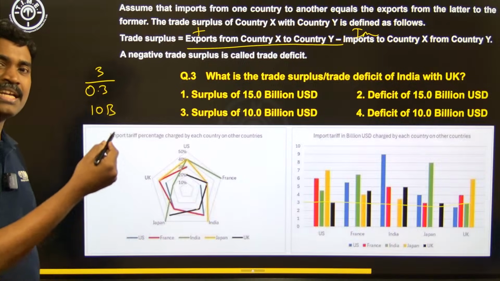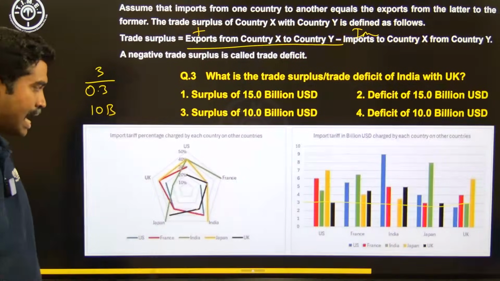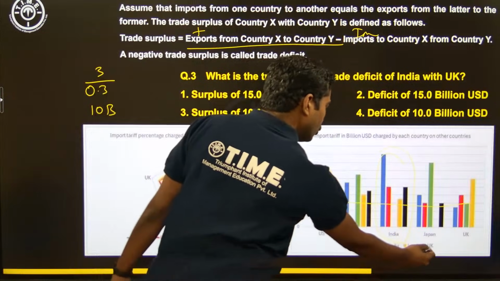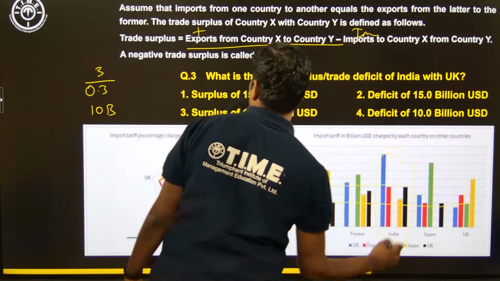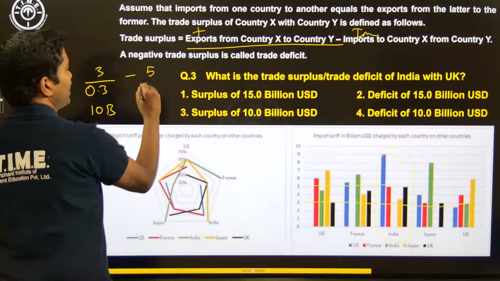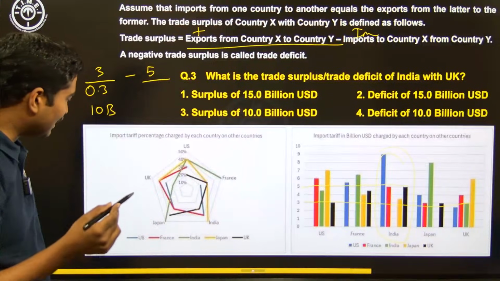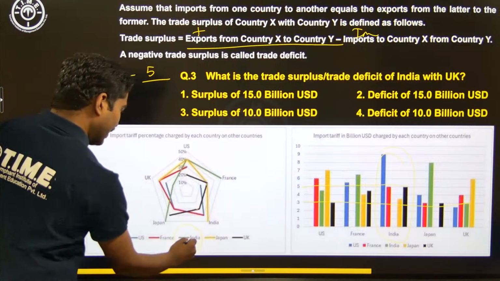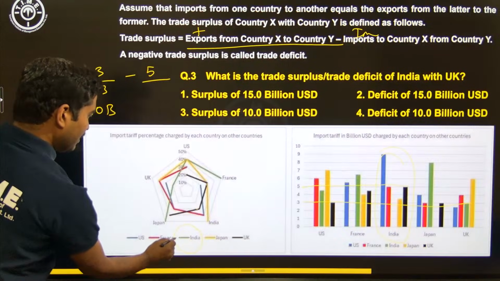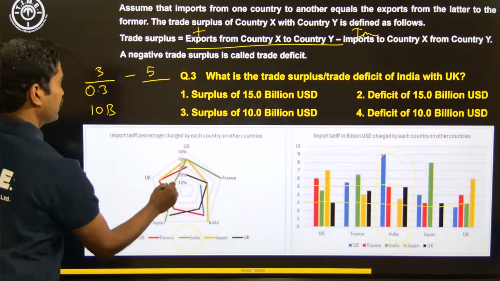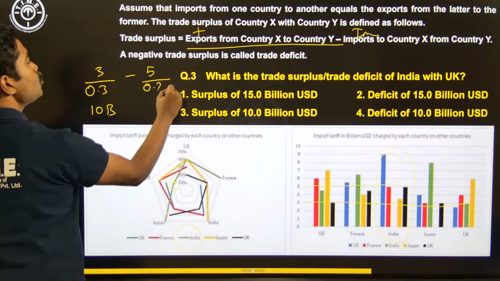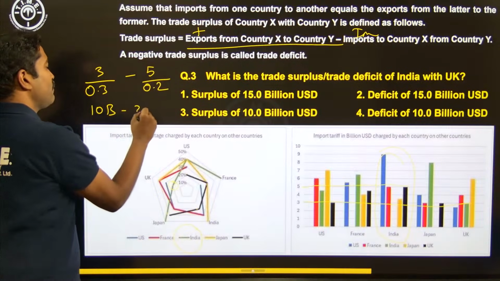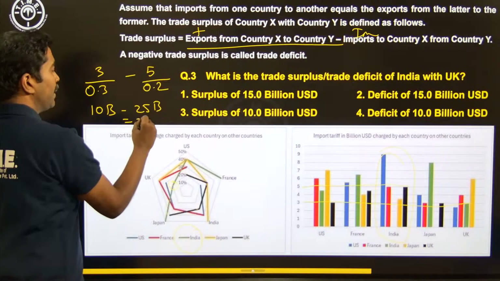Now let's see how much India is importing from the UK. Let's check this one. Right here, India, UK. UK is black. Black is 5, right? Minus 5 divided by how much does India levy against UK? Check. India, olive green. Where does it touch? Olive green. This is India. 10%, 20%. So by 0.2. 5 by 0.2 is 25 billion. How much is this? Minus 15 billion.